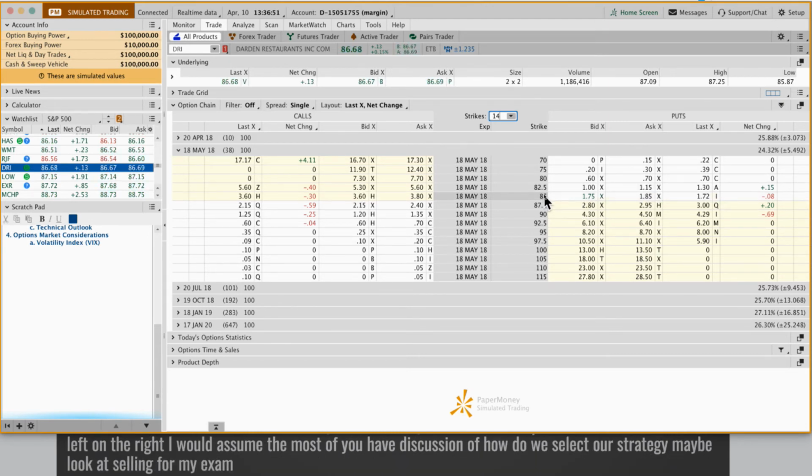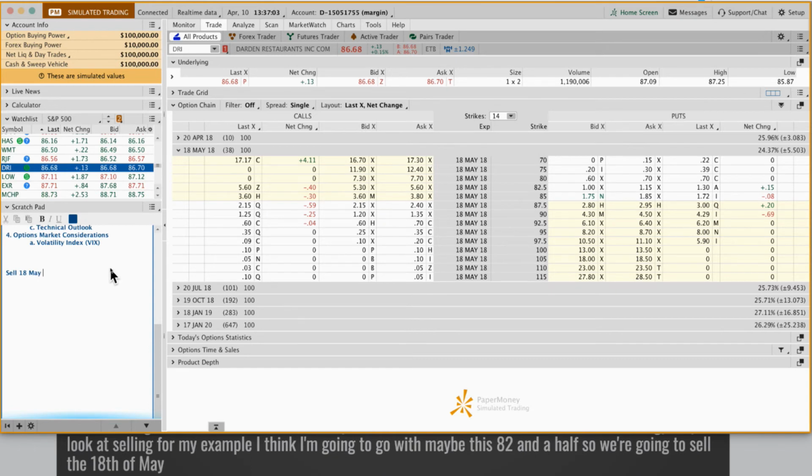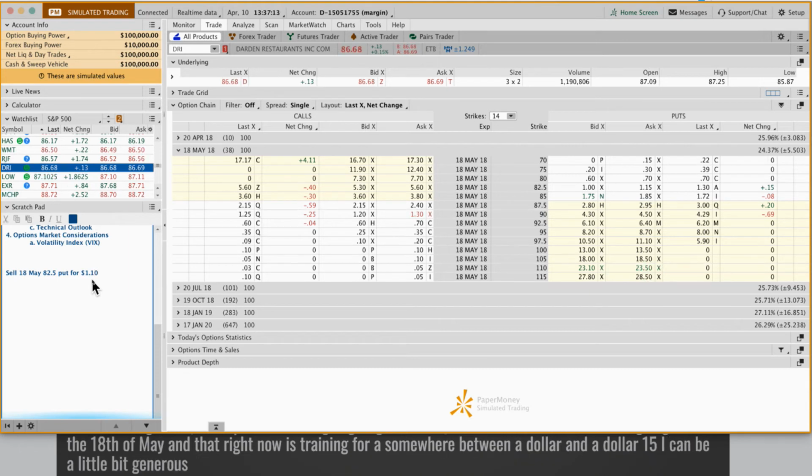For my example, I think I'm going to go with maybe this 82.5 put. Okay. So we're going to sell the 18th of May 82.5 put, and that right now is trading for somewhere between $1 and $1.15. I'm going to be a little bit generous. Say that we get $1.10 out of this trade.